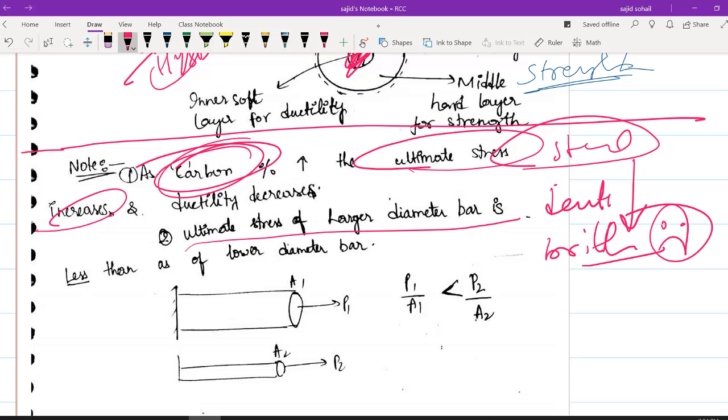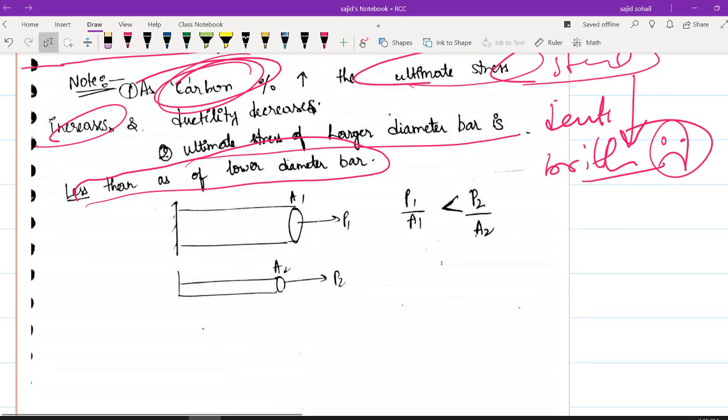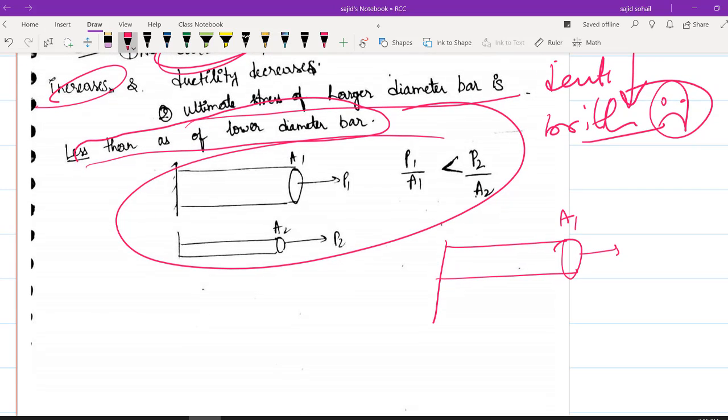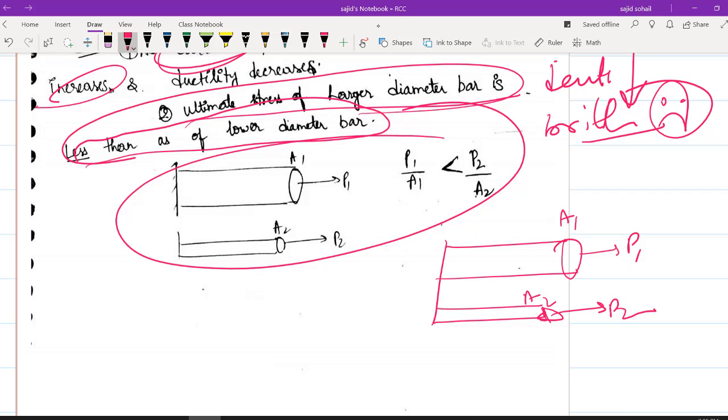Ultimate stress of a larger diameter bar is less as compared to that of a lower diameter bar. This is very similar to the concrete cubes I have taught you. The same concept is going on. If you have two bars, let us take one with higher diameter D1, corresponding area A1, and load applied P1. There is one more bar with area A2 and load applied P2. So the ultimate stress of the larger diameter bar is less than that of the lower diameter bar.